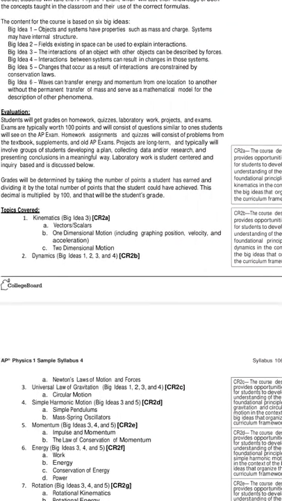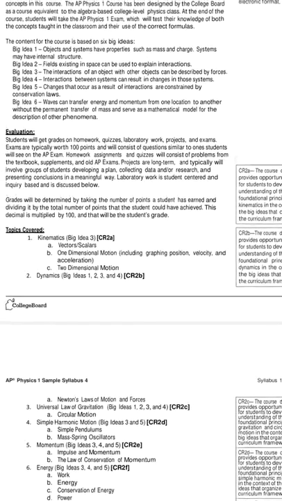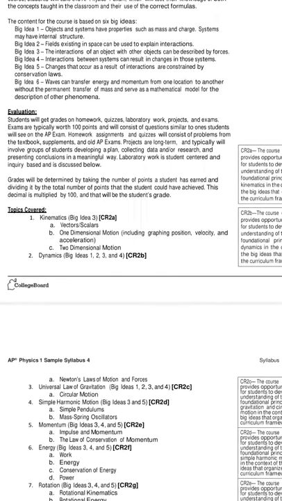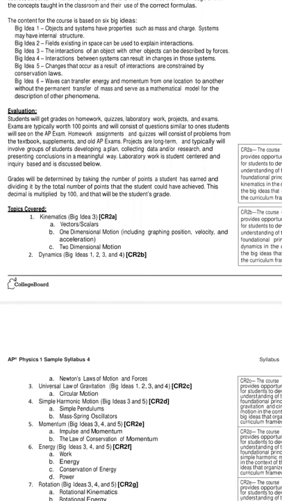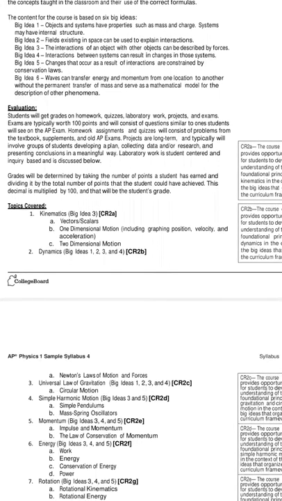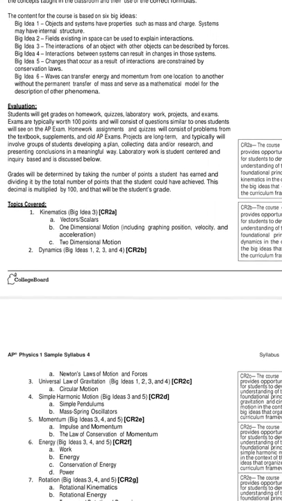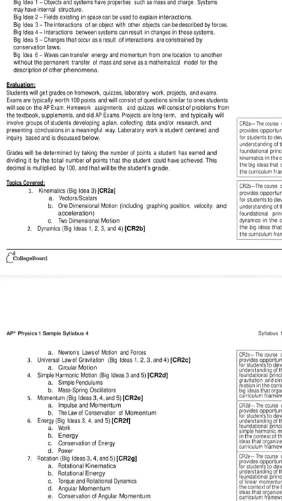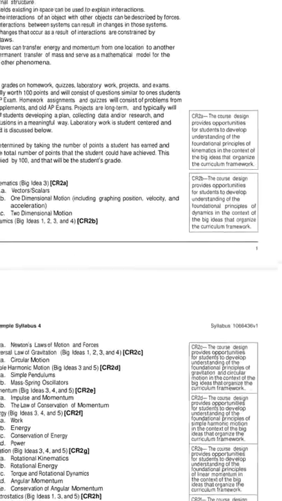Number 1, objects and systems have properties such as mass and charge. Fields existing in space can be used to explain interactions. The interactions of an object with other objects can be described by forces. Interactions between systems can result in changes in those systems, and stuff like that. You guys can pause and read that.